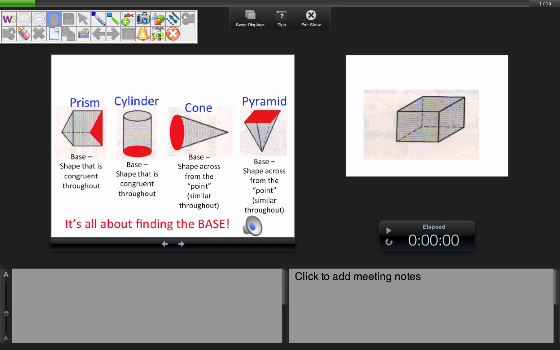Okay, it still applies. It is all about finding the base of it, okay? Today, 2 things are going to matter. You have to know the perimeter of the base, and you have to know the area of the base, okay?